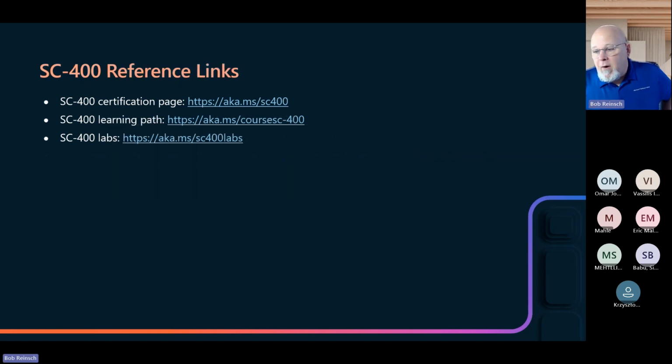I'm going to give you a moment to grab these as well. So there's the SC-400 certification path. I showed you that the course SC-400 is how you can get there, but there's a shortcut for that as well. And then the SC-400 labs will take you out to GitHub where you can take a look at those labs if you want to have offline access to them.